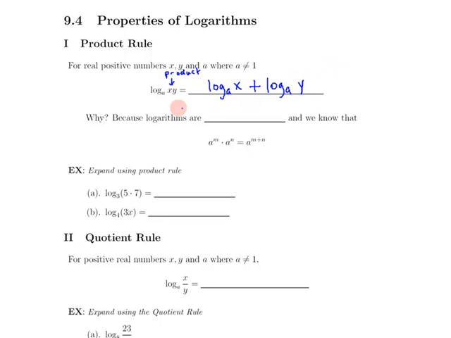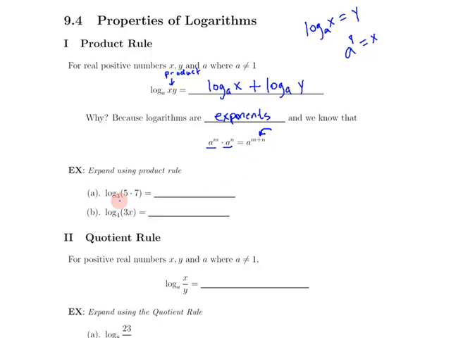Now, why is that true? Why does the product inside the logarithm turn into a sum between the two logarithms? Well, it's because logarithms are, in essence, just exponents. Remember, if I have log base a of x equals y, I'm saying a to the y power is equal to x. The output of the logarithm, the number you get out of it, is the exponent. And there's a rule that says when you multiply two exponential expressions together, the exponents get added together.